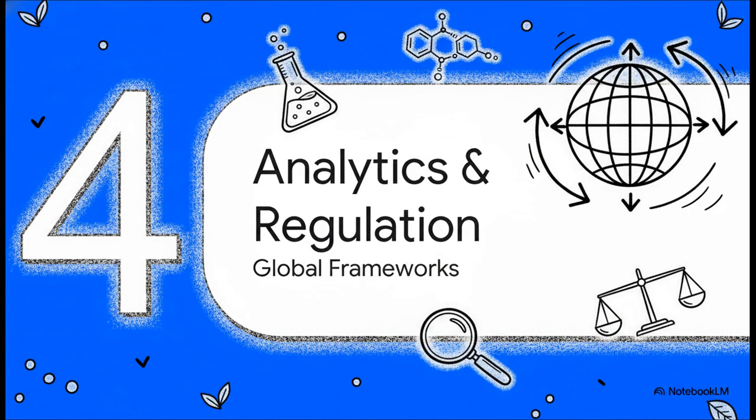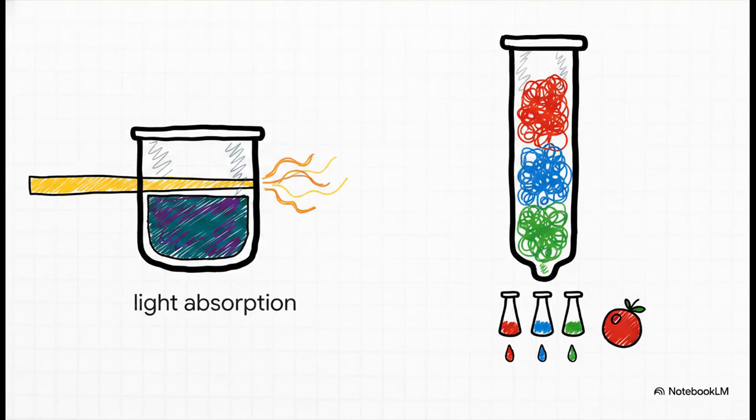Let's move on to Section 4, Analytics and Global Regulation. We're zooming out from the molecular level to the macro level now. Assaying natural colorants is incredibly complex because in reality, you're rarely dealing with a single pure molecule. You're almost always dealing with a mixture of pigments and their derivatives. Now, spectrophotometric analysis offers fundamental baseline scanning by measuring light absorption at maximum wavelengths.